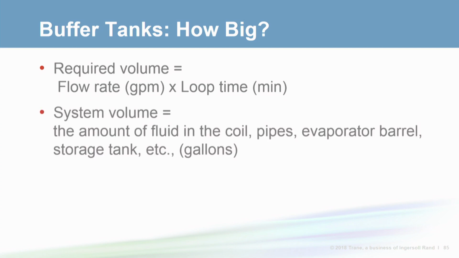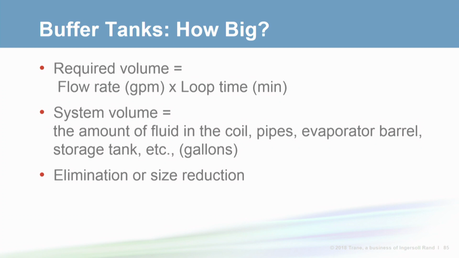You will then need to determine the actual system volume. This is the total amount of fluid in the system, including all of the coils, the pipes, the evaporator, etc. If the system volume is less than the required volume, a buffer tank should be added to increase the amount of fluid in the system. The size of the buffer tank would be the required volume minus the system volume.